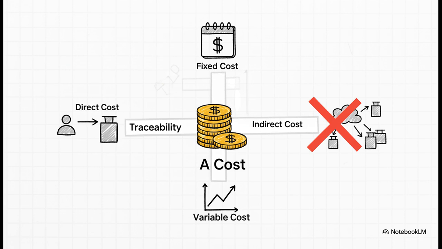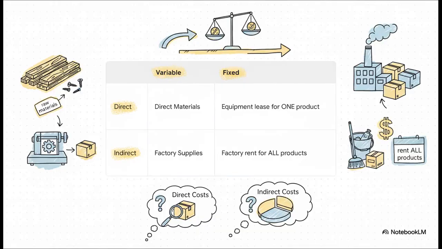These are two completely different, totally independent ways of looking at a cost. Think of it this way. Traceability, whether a cost is direct or indirect, that's one question. Cost behavior, whether it's variable or fixed, is a completely separate question. You can absolutely have a cost that is both direct and fixed. Just imagine leasing a specialized machine that is only used for one single product line. That lease payment is fixed every month, but it's 100% traceable to that one product.